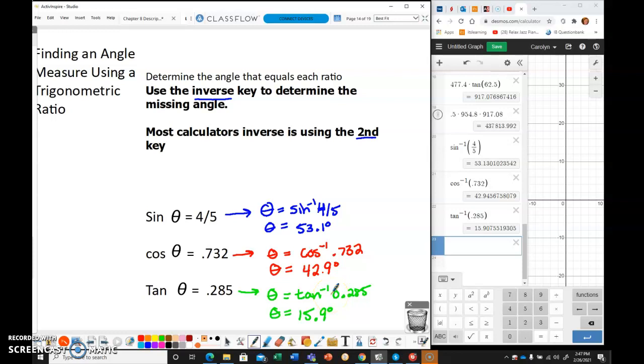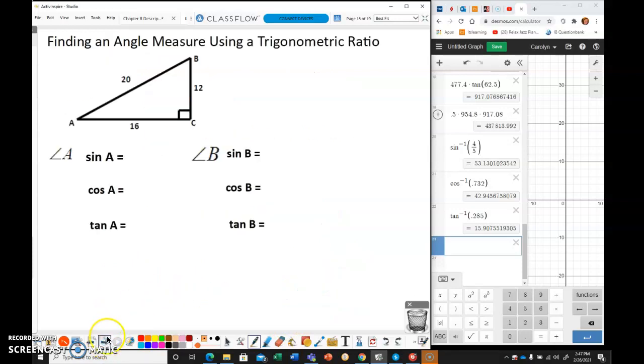I don't like to put it as a whole number unless it is actually a whole number. I want to show that it's an estimation. I should be putting approximately equal to signs here to be correct. All right, so let's see if we can apply this to these problems here when we're trying to find the angle measure.